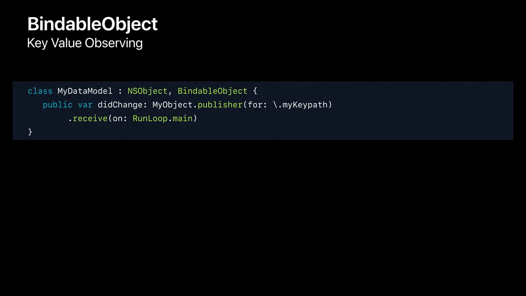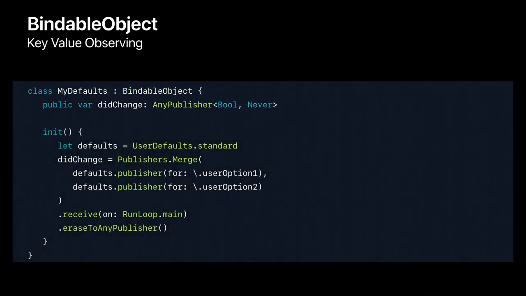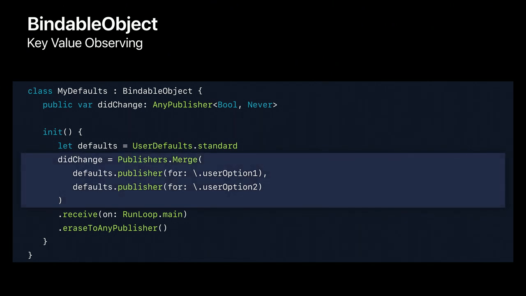But let's look at a little bit more interesting example. In this example, I have a class that's watching the user defaults for a couple of changes. The interesting part is here. We're creating a publisher for each user default, one for user option 1 and one for user option 2, but we're merging them together into a single publisher that we apply to our didChange property. So now, whenever either user option 1 or user option 2 changes, our combined didChange publisher will emit the change to SwiftUI, and SwiftUI will go ahead and update our views.